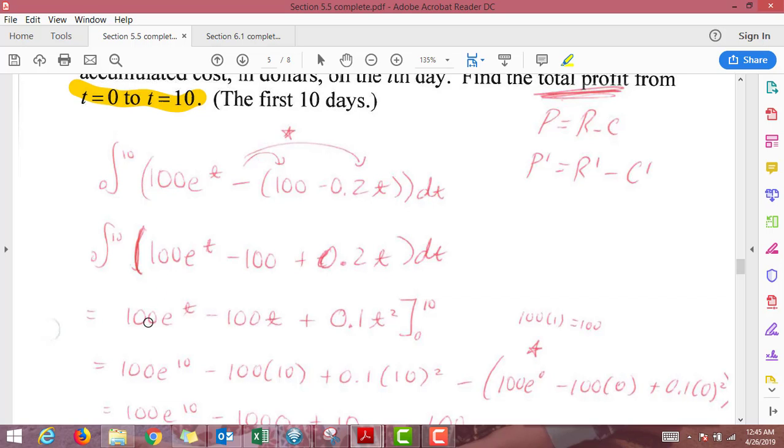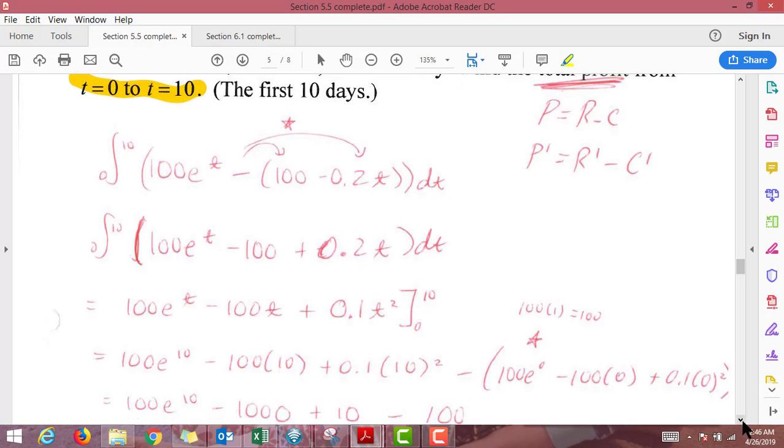With e, it's itself, so 100e to the t, minus the antiderivative of 100 is 100t, plus here I need to add 1 to the power and divide by the new power. Well, I'd have 0.2t squared over 2. But 0.2 over 2 is just 0.1. Then we plug in our 10 and our 0.